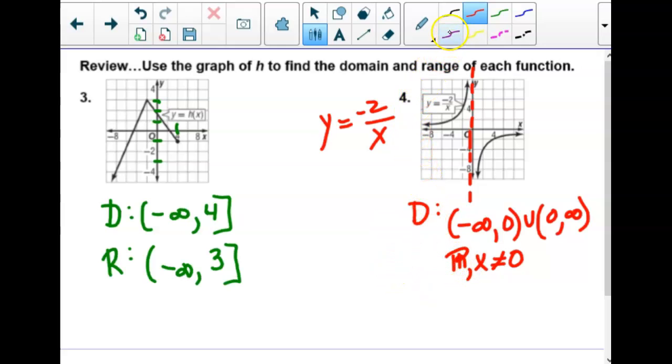Sorry, that's a mess. And then the range, what about bottom to top? We're good, we're good, and then it stops and starts over here. We're good, we're good. So what is the value here? The equation of that line is y equals 0. So the range is also everything except 0.